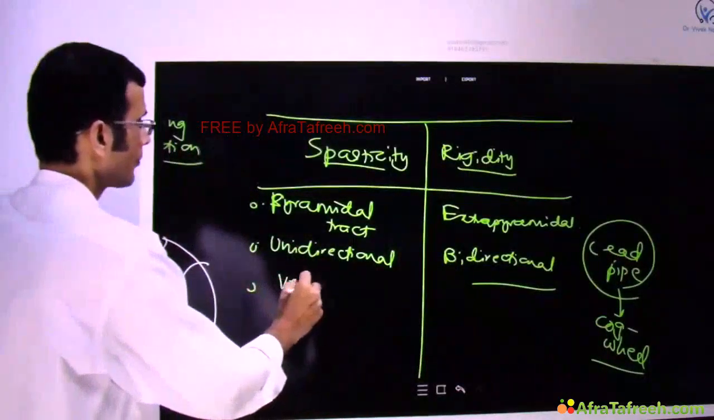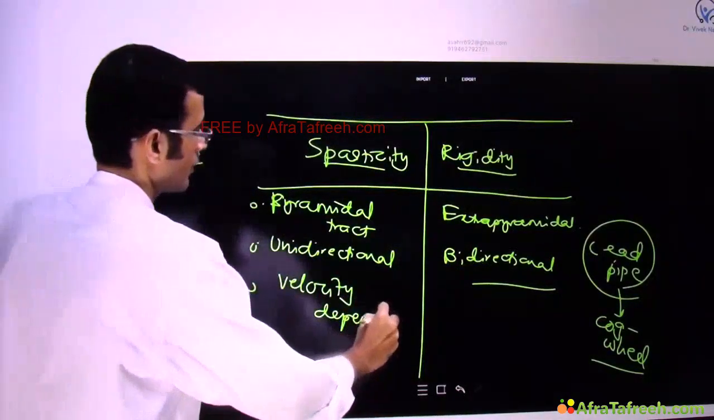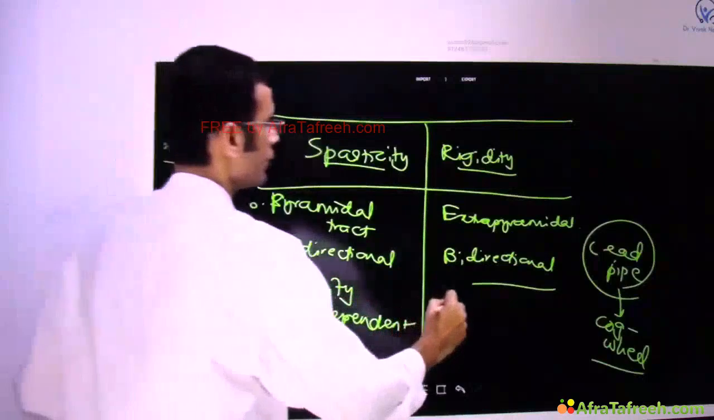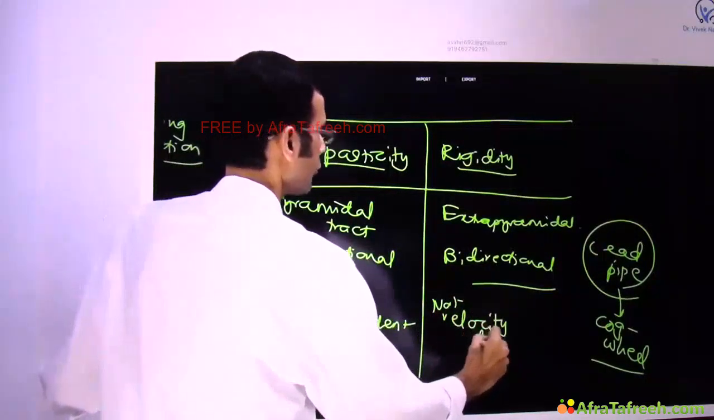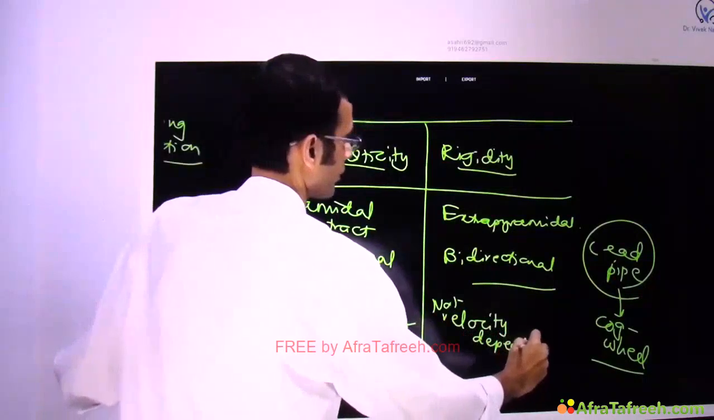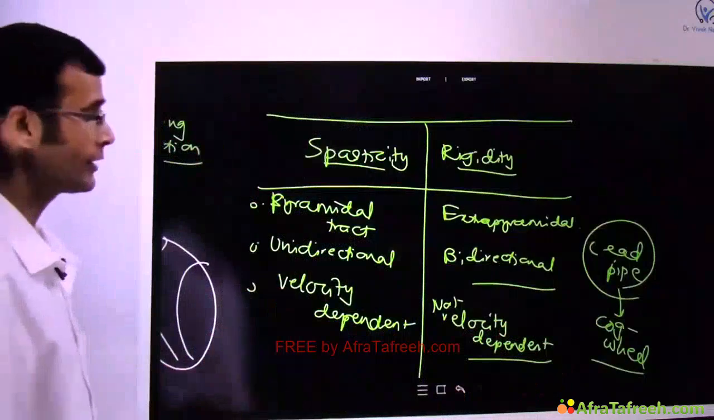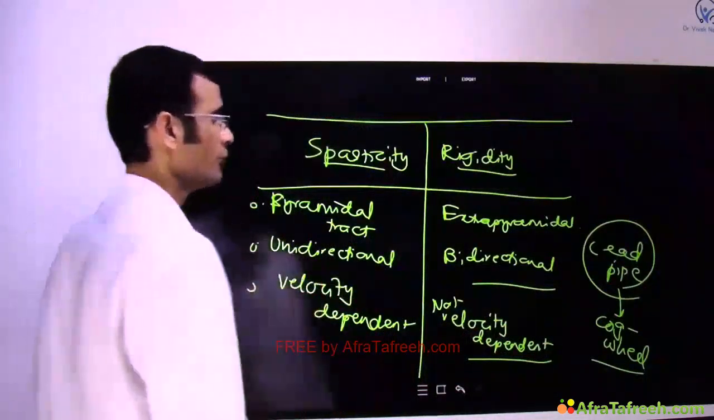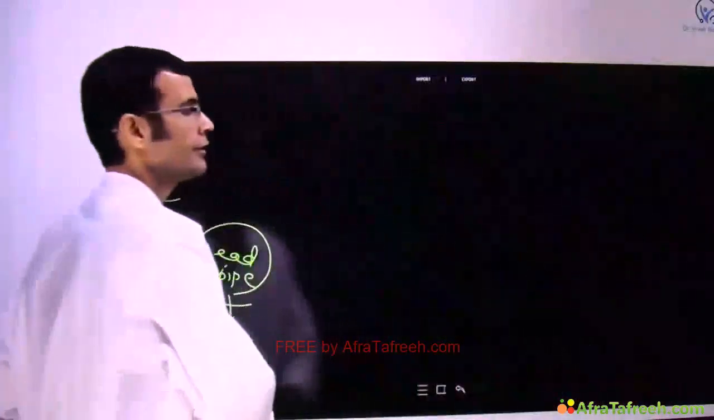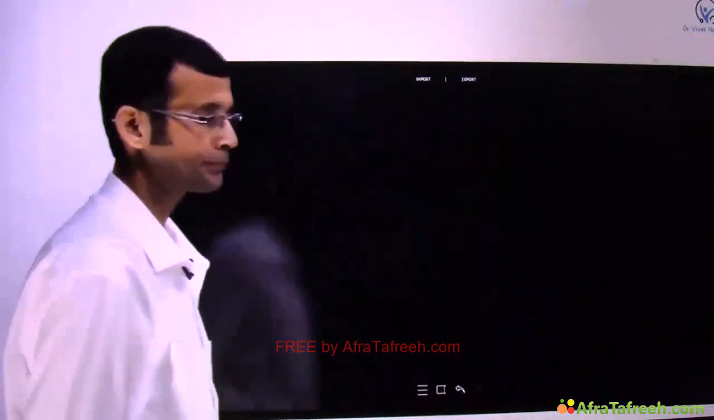Spasticity is velocity dependent. Rigidity is not velocity dependent. Velocity of stretch will also be a factor in eliciting spasticity, whereas rigidity will be rigidity no matter what. So these are some of the differences between spasticity and rigidity.